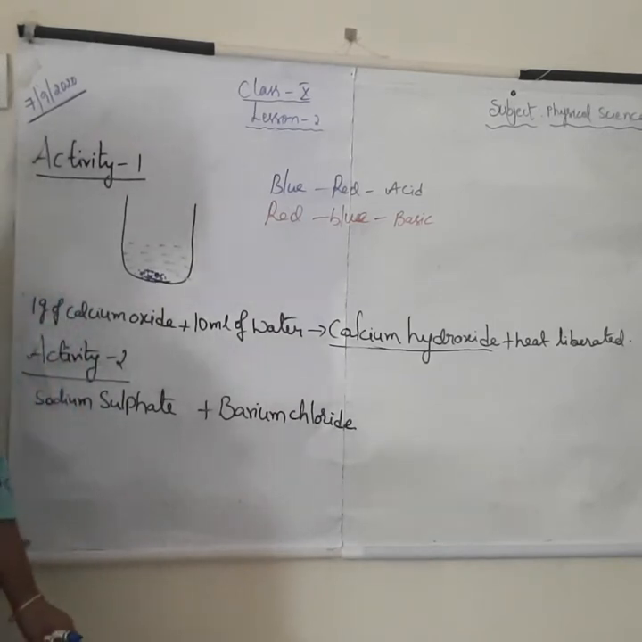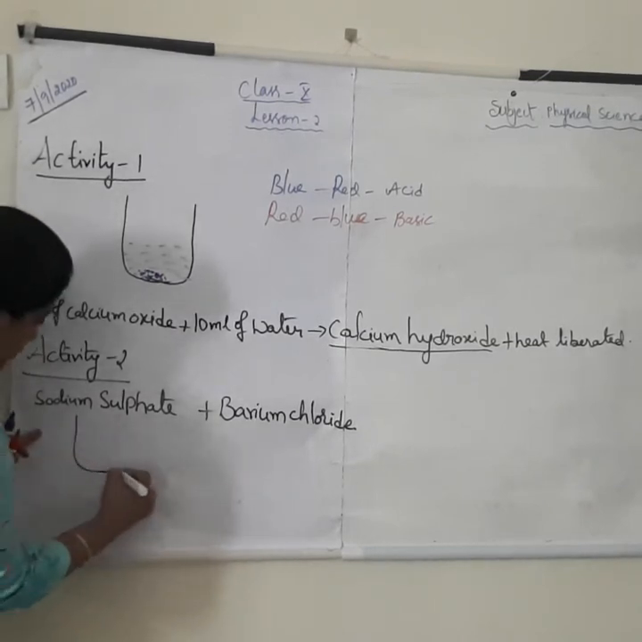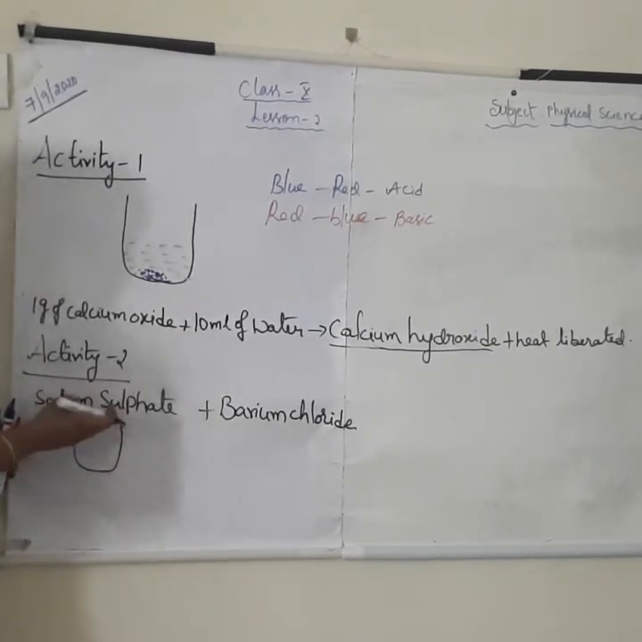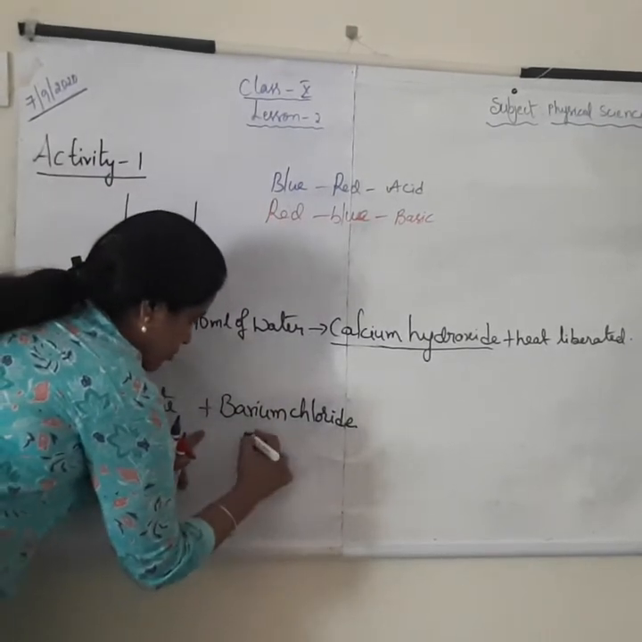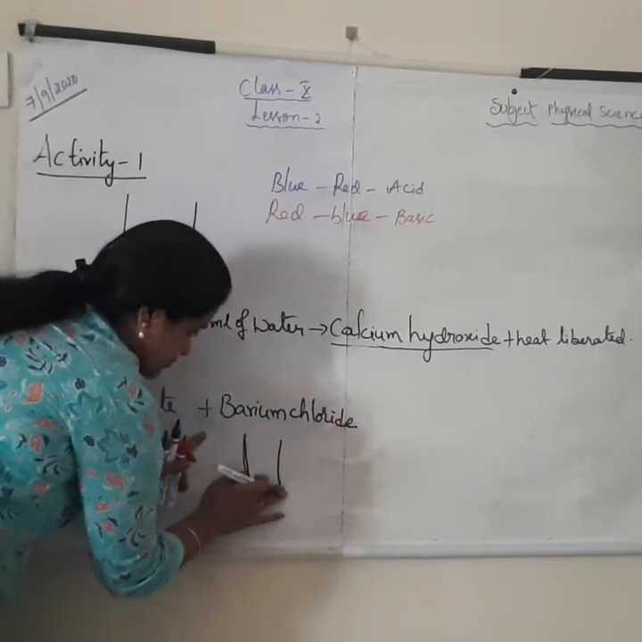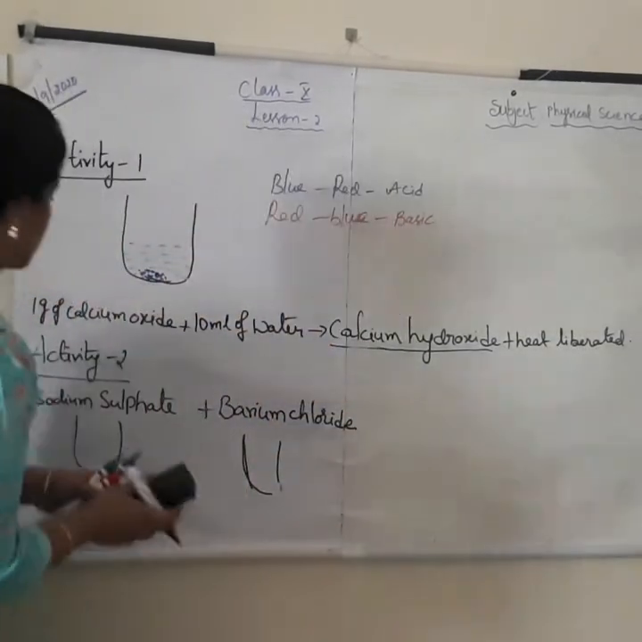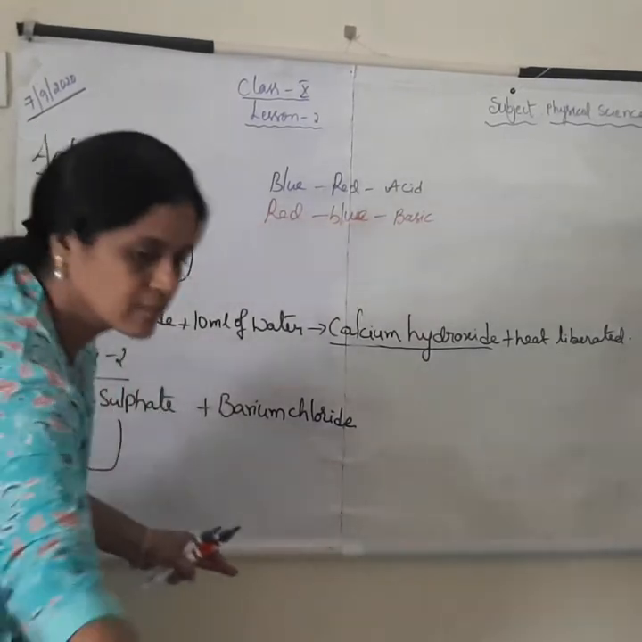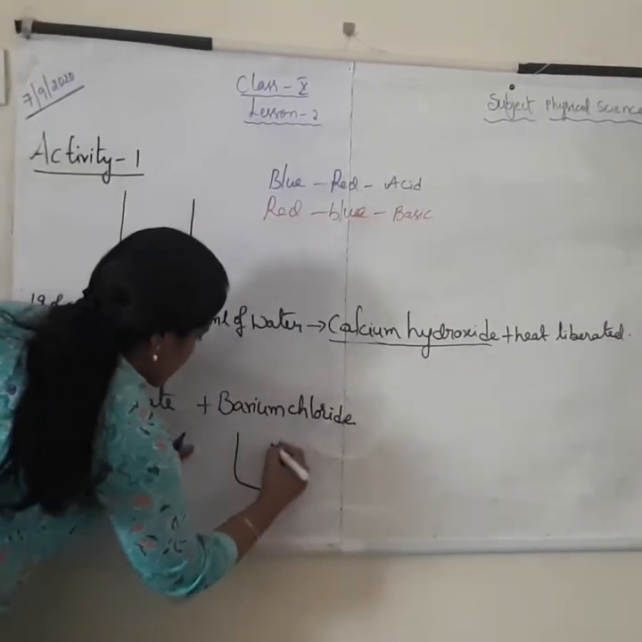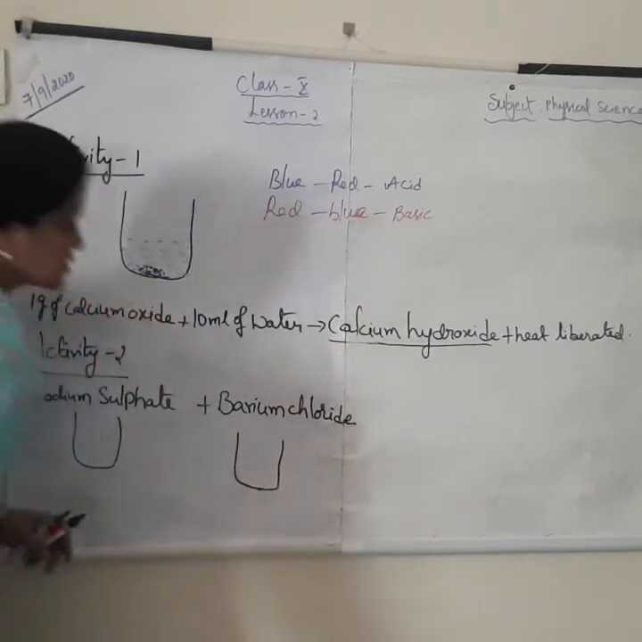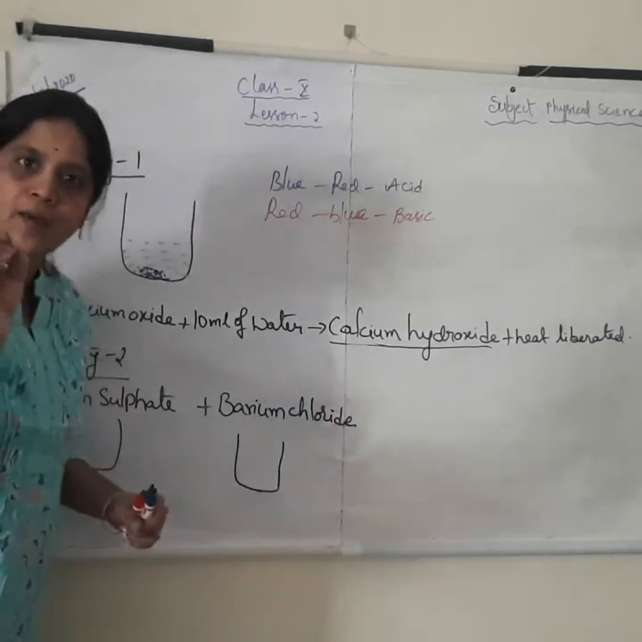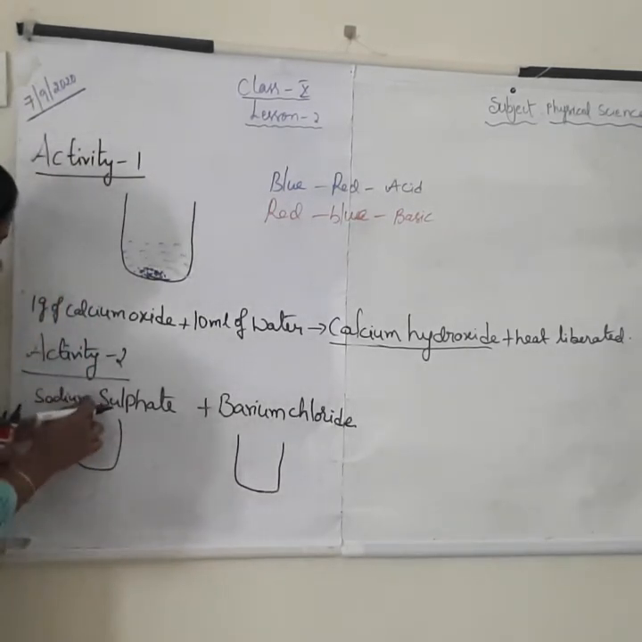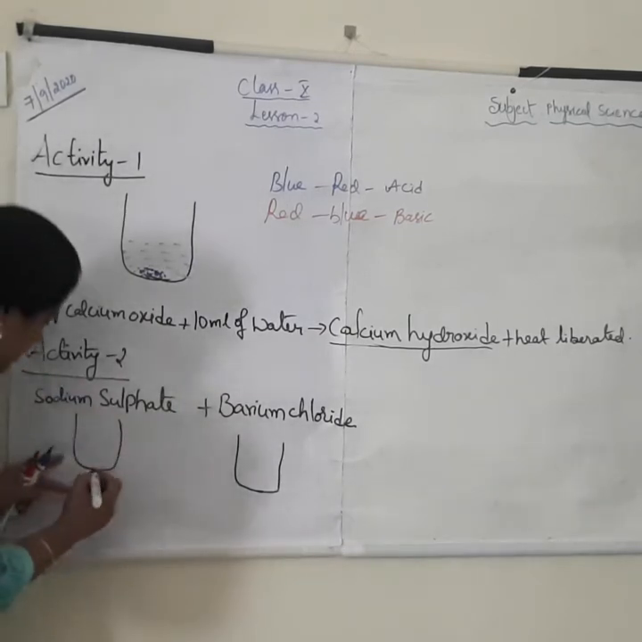How to prepare solutions? Again, you take the beakers. You take 2 beakers. To prepare the sodium sulfate solution, you take 1 beaker. And to prepare barium chloride, you take 1 more beaker. Now in the first, you take 10 grams of sodium sulfate powder, or a little quantity you can take.